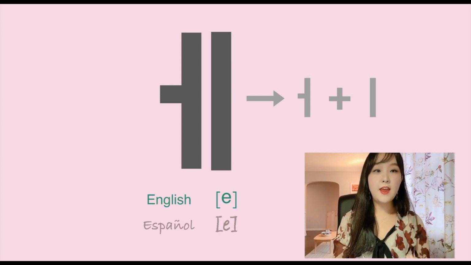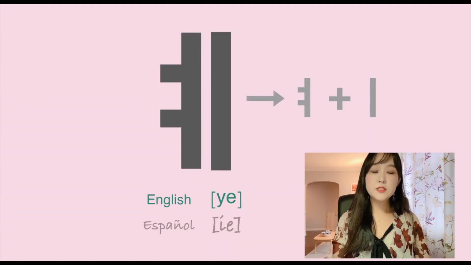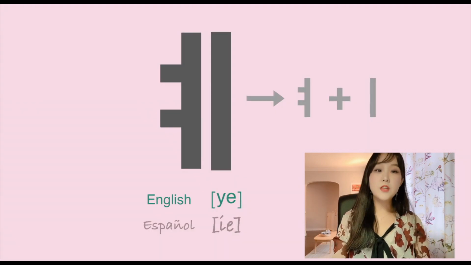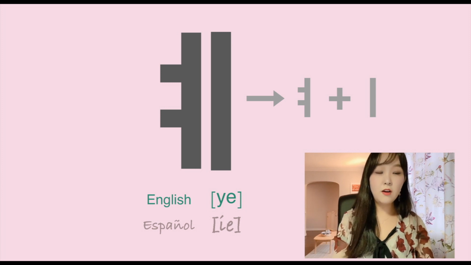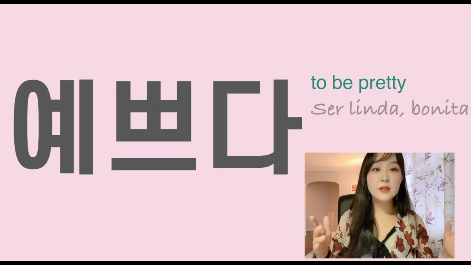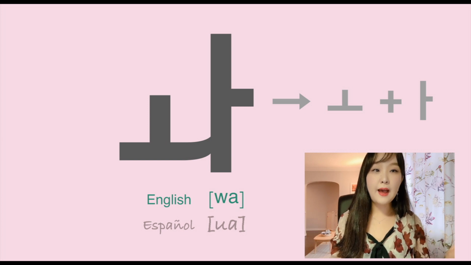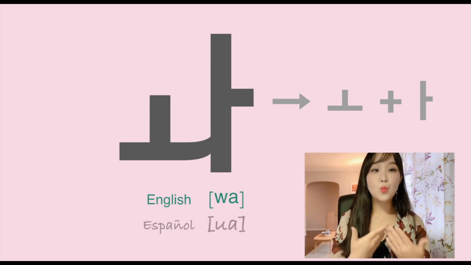So, energy. This is also the combined form of ya and e. It sounds in between and the combined sound. 예쁘다. This is the combined form of o and a. It sounds in between and the combined sound, wa.